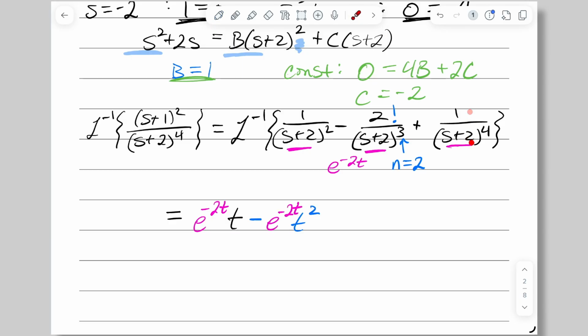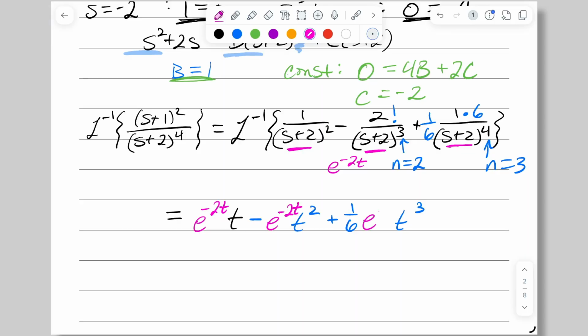For the 1 over s plus 2, the quantity to the 4th power, we see that n is equal to 3. So we need to multiply and divide by 3 factorial. So we end up with 1/6 that would transform to t cubed. And yes, we again have e to the negative 2t in that term. An alternative approach would have been to recognize, hey, I've got e to the negative 2t in all the terms. We could have written this in a factored form. I leave that choice to you.